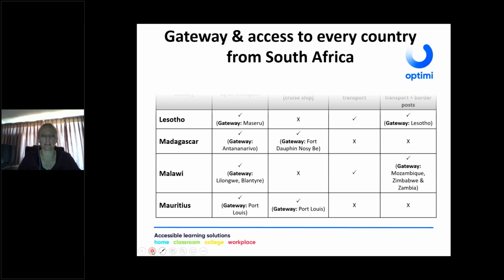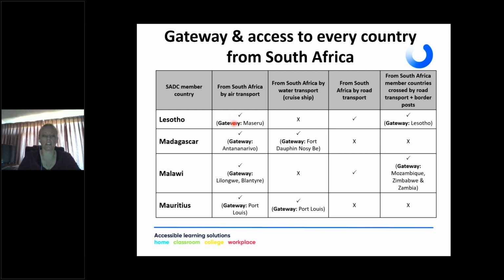If you look at Lesotho, you can reach it via air transport. The gateway there will be Maseru. It doesn't have a coastline because it is landlocked by South Africa, but you can get to Lesotho via road transport. If you look at Madagascar, you can get to it via air transport, once again through the capital city, Antananarivo. Via cruise ship or water transport, you can get to Port Dauphin. Road transport, you won't have access from South Africa to Madagascar via road transport.